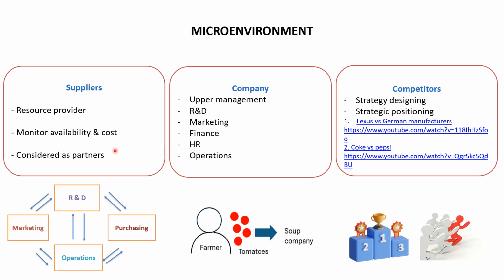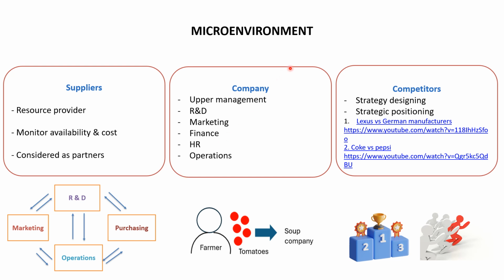For instance, you have a farmer who is producing tomatoes. He is responsible for providing the raw material, that is tomatoes, to a soup company. Now, if there is a clash between the company and the farmer, let's say the farmer is not being given a fair price for his tomatoes, then he's not going to supply tomatoes. As a result, there is no production, meaning the company cannot launch its soup in time. So it's very essential to consider the farmer as a partner rather than a supplier.